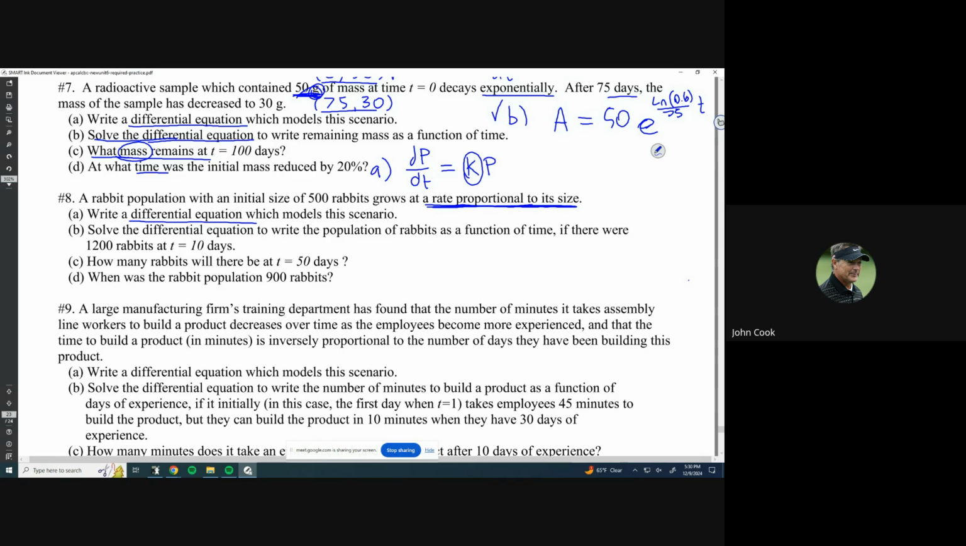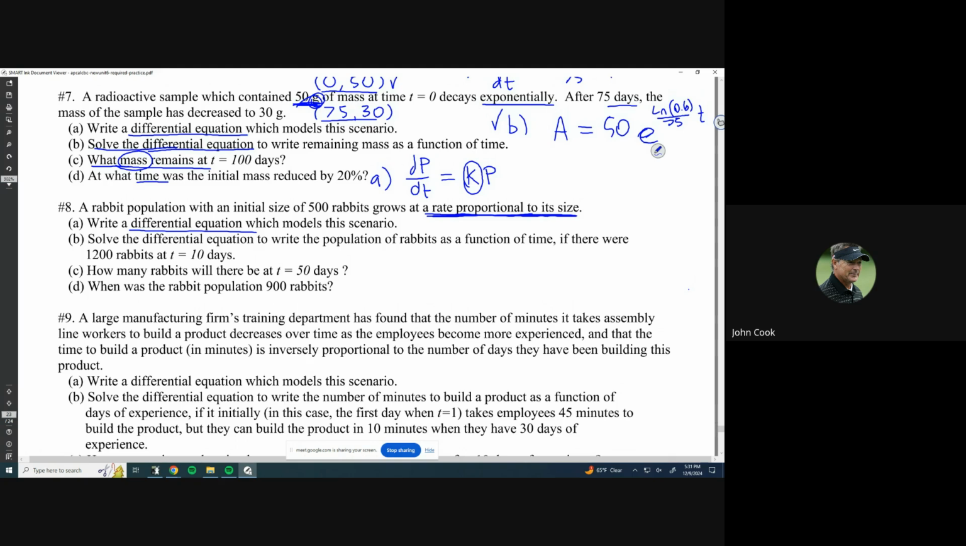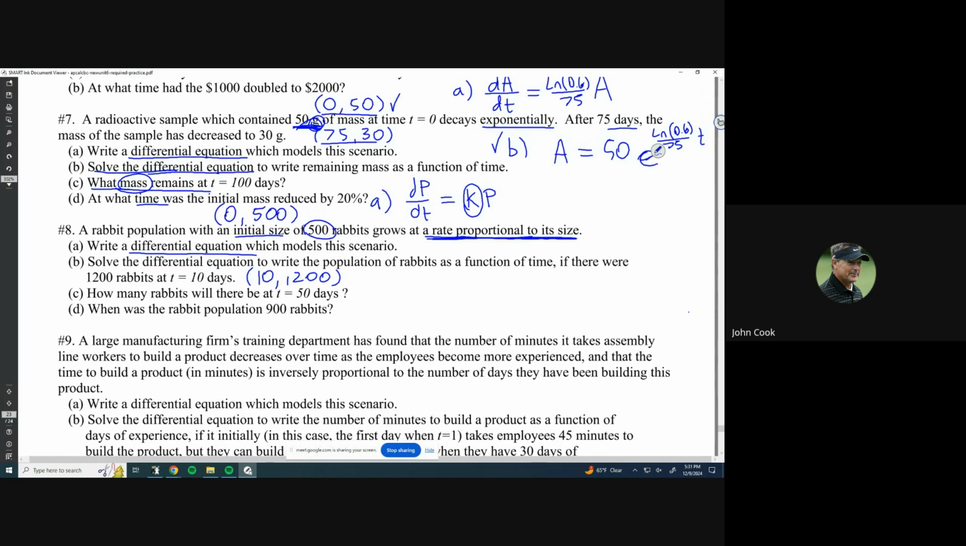For part B, solve the differential equation to write the population of rabbits as a function of time if there were 1,200 rabbits at time t equals 10 days. So that actually gives us two initial conditions at this point. The rabbit population with the initial size of 500 means that at time t equals 0, there were 500 rabbits. And then 10 days later, so at time t equals 10, there were 1,200 rabbits. So we're going to use these two initial conditions to solve the exponential equation that we get.